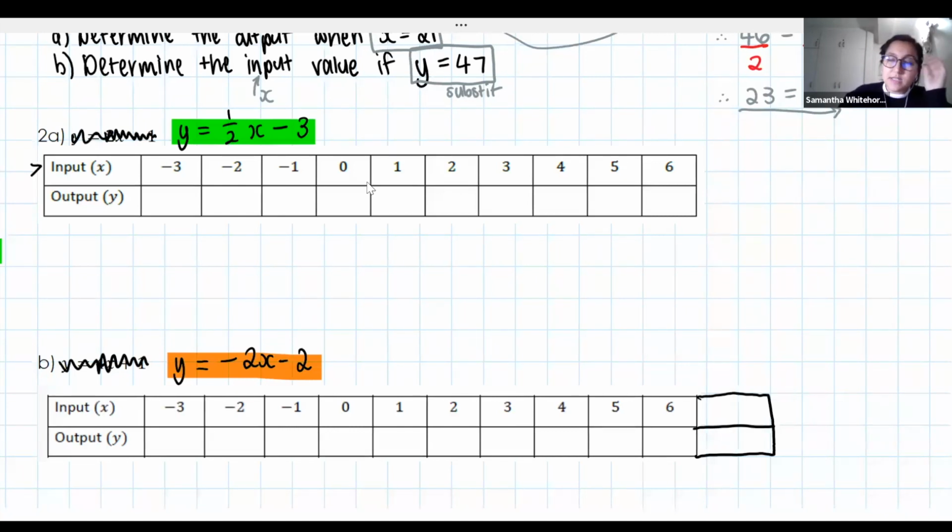So for both of these tables, I'm going to ask you to do the same thing, which is basically fill in the missing values. Right, so I want to fill in that last block there for myself. So give me 2 seconds.